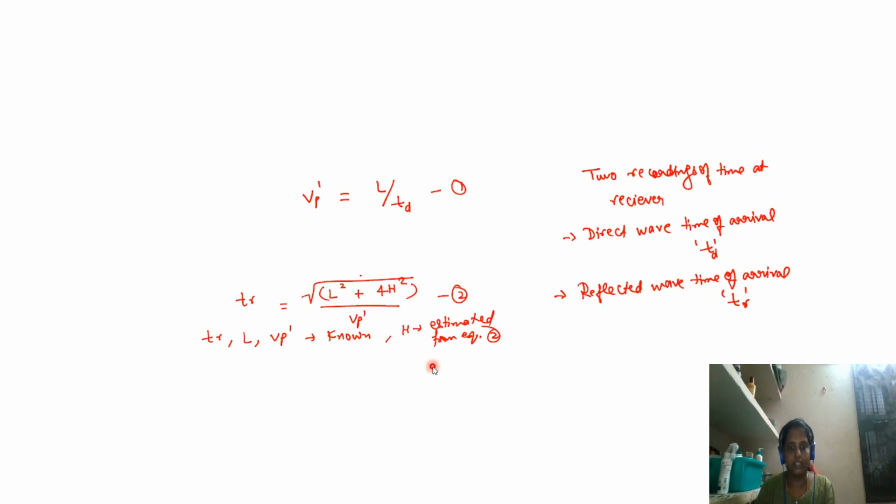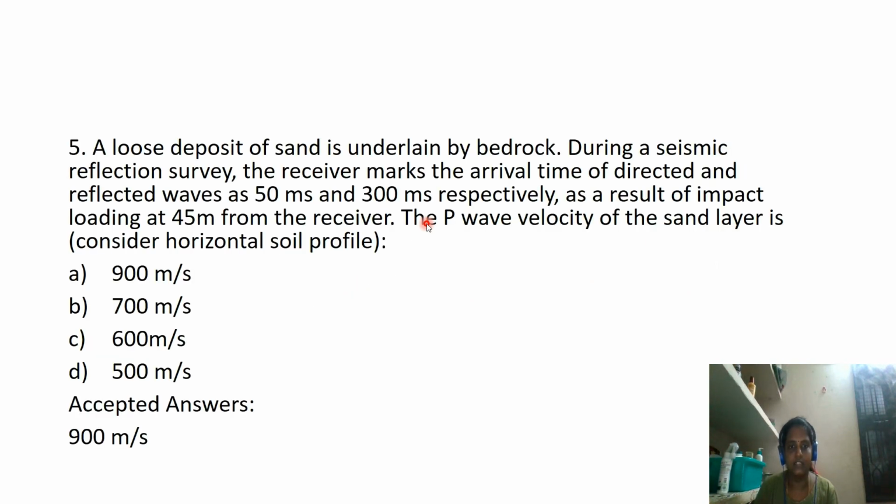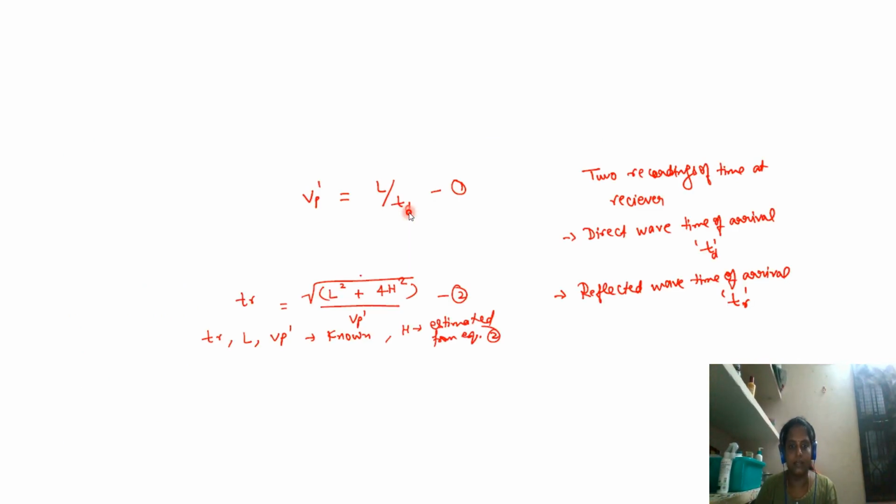So they are asking what is the P wave velocity. So we need to find what is L, TD, and TR. That is a formula. So your P wave velocity is the length of the source divided by the time of arrival of your direct waves. Okay, so Vp is equal to L by TD. So in this question, L value is 45 meter, the time of arrival of your direct wave is 50 millisecond, and your time of arrival of reflected wave is 300 millisecond.